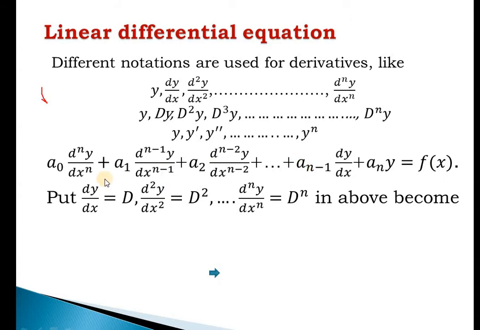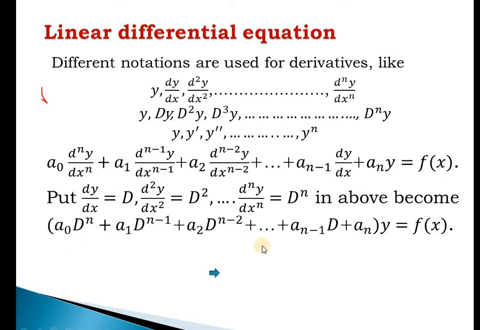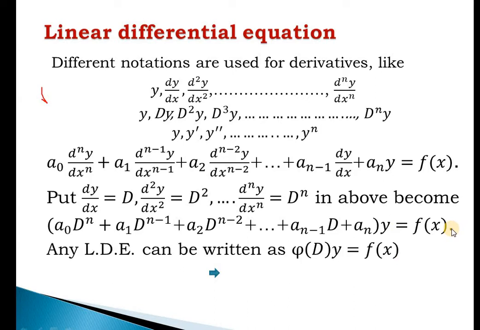In this equation, I use dy by dx as capital D, d2y by dx square as capital D square, dny by dx raised to n as capital D raised to n. So the above differential equation is in this form: a naught D raised to n plus a1 D raised to n minus 1 plus a2 D raised to n minus 2 plus and so on, an minus 1 D plus an, into y, is equal to f of x.